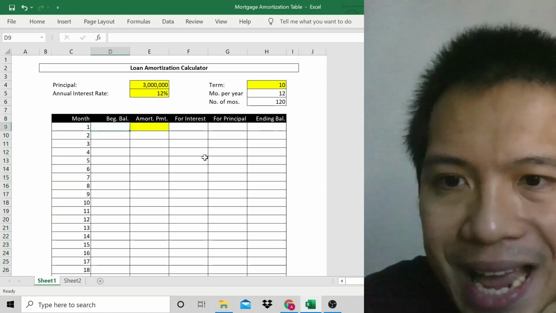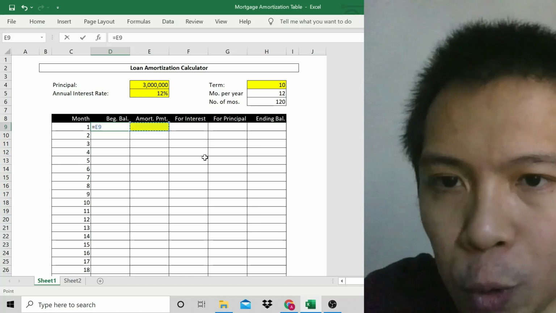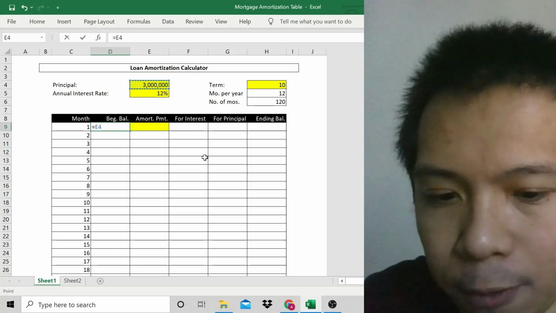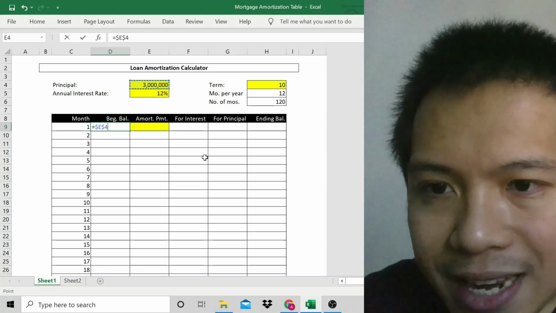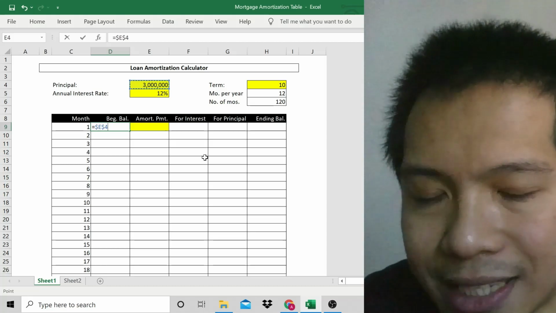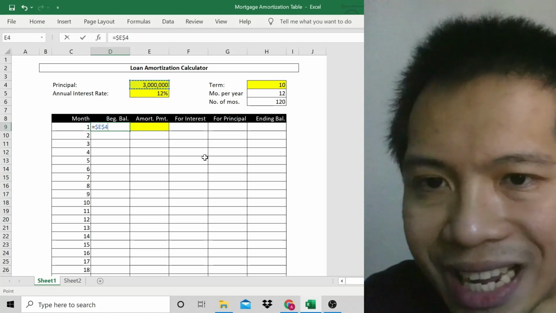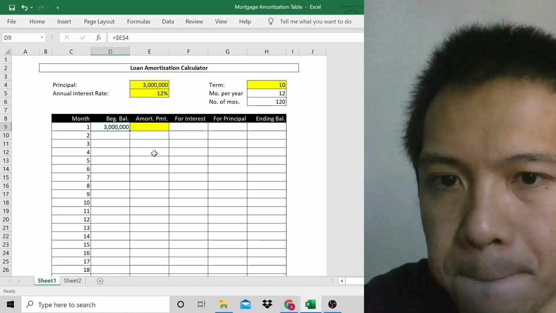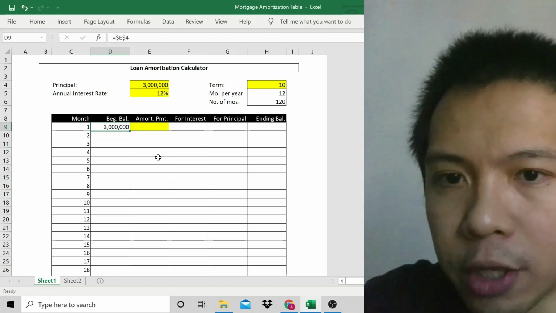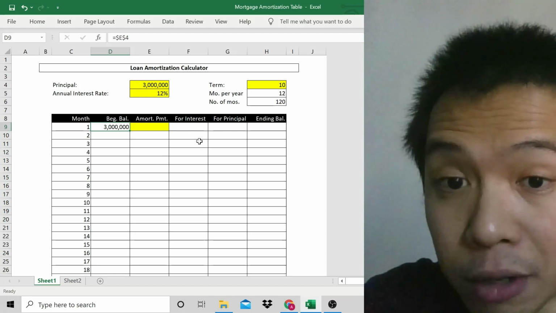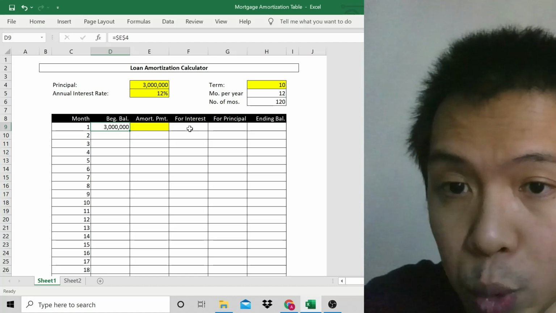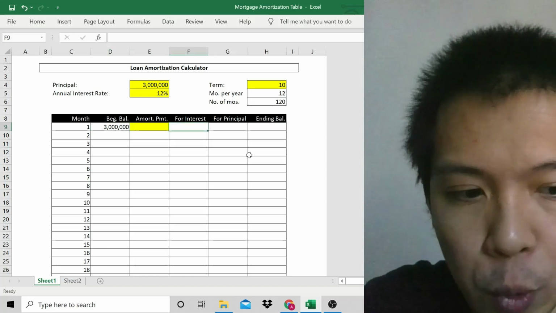So the beginning balance is equal to 3 million. So this is equal to E4. Fn F4. Okay. This is equal to E4. Put the dollar signs so that it wouldn't move. Beginning balance is 3 million. Then a part of this will go to interest, a part of this will go to principal. As for the portion that will go to interest, this is what you shall do.